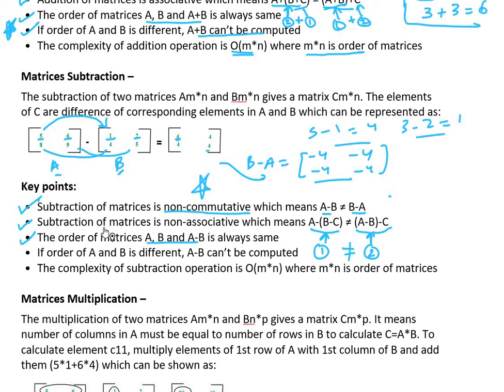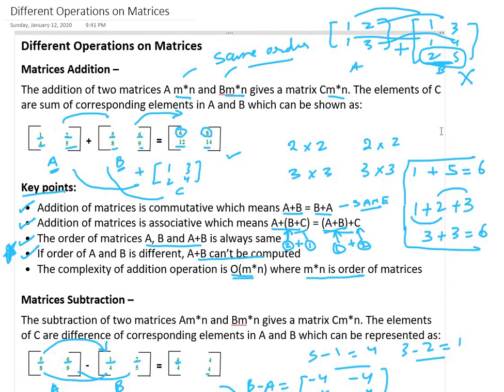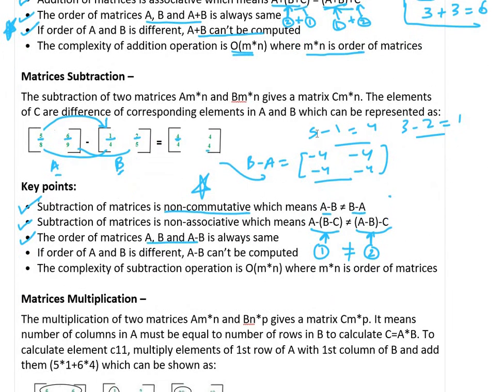So the third point is also clear. If the order of A and B is different, A minus B can't be computed, just for the same reason we saw here for addition, right? Here we saw that if the order is different, we cannot do it. Similarly, what result will we get if there is no term, basically null? The minus something will yield us nothing. So A minus B can't be computed. The next point is the complexity of subtraction operation is O(m into n), where m into n is the order of matrices, right? So we are done with subtraction of matrices as well.